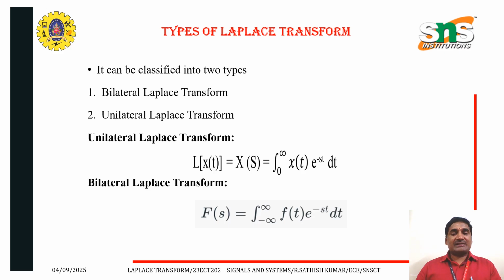Unilateral Laplace transform can be defined as X of s is equal to integral over 0 to infinity x of t into e power minus st into dt. In terms of bilateral, it can be denoted by F of s is equal to integral over minus infinity to plus infinity f of t into e power minus st into dt.